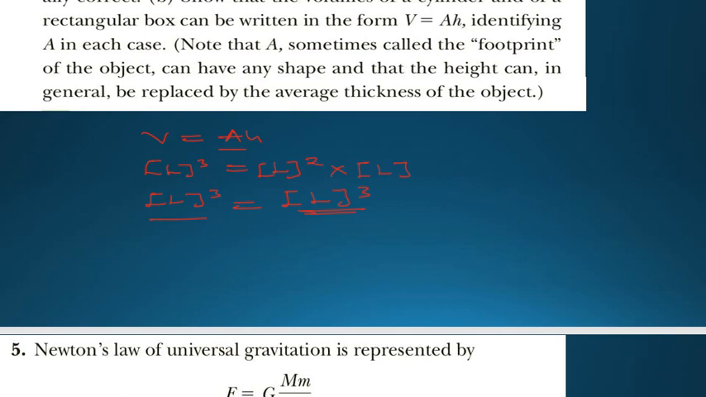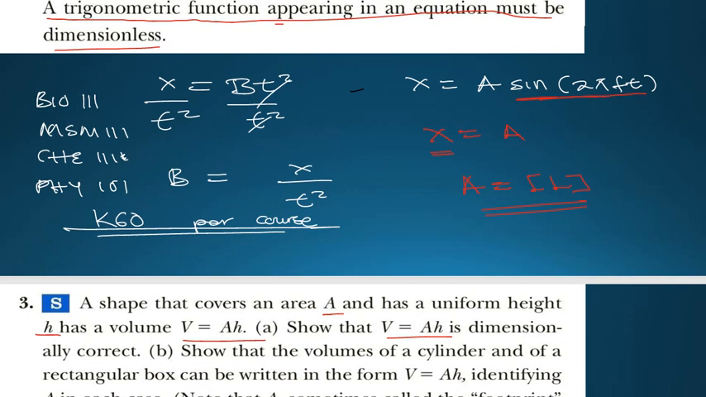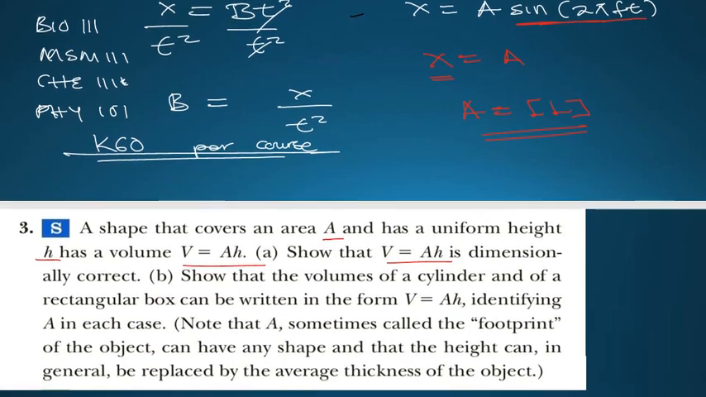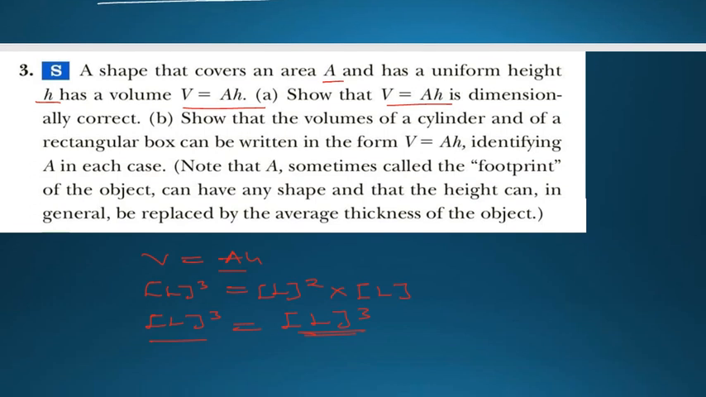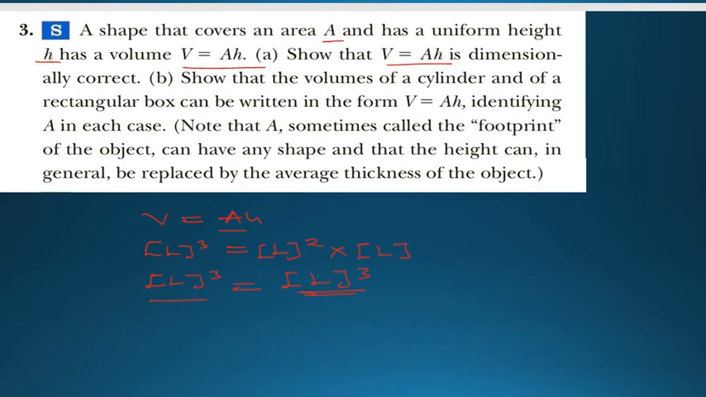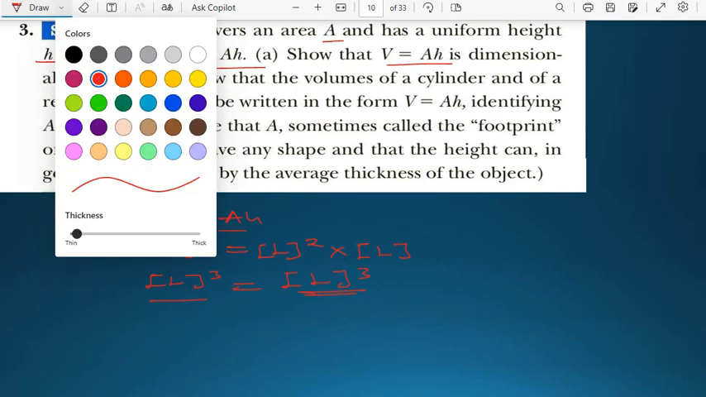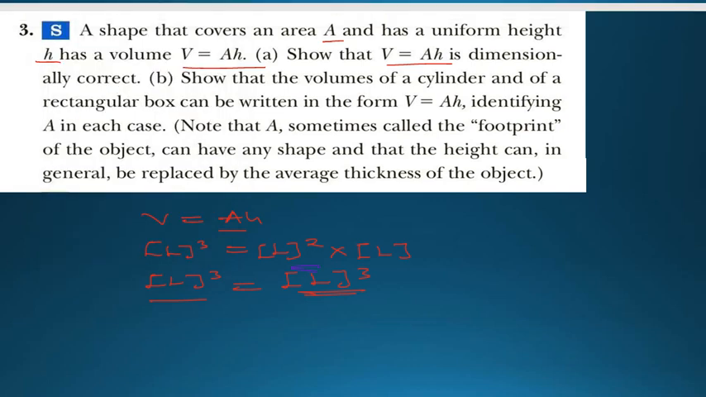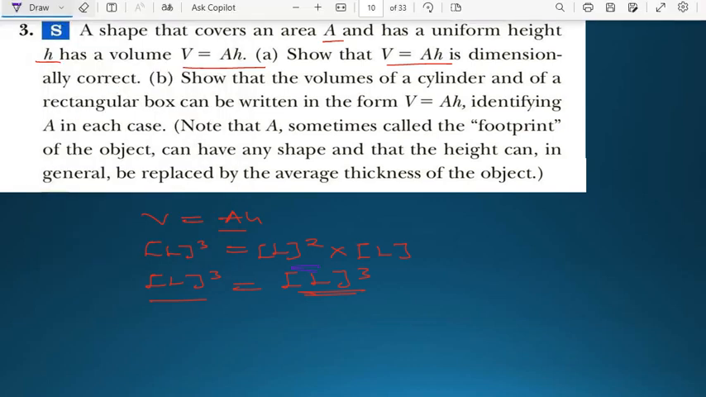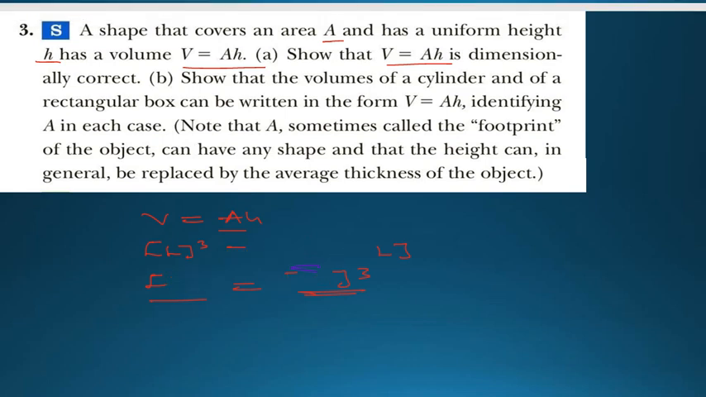Let me try to erase this. Where is my rubber? I think I liked this question. It's somehow interesting.